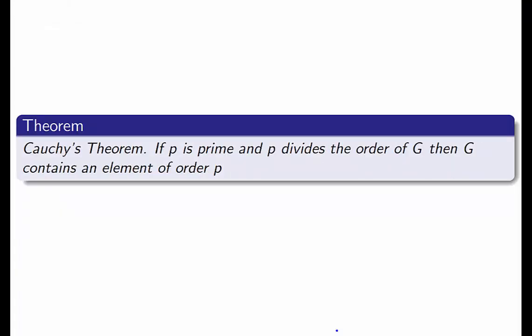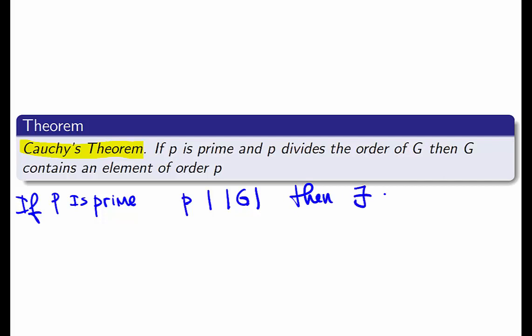Now we are actually ready to prove Cauchy's theorem. To recall the statement, the theorem says the following: p is a prime number and p divides the order of G. If this is the case, then you can find an element x in the group G such that the order of x is actually p. All right.